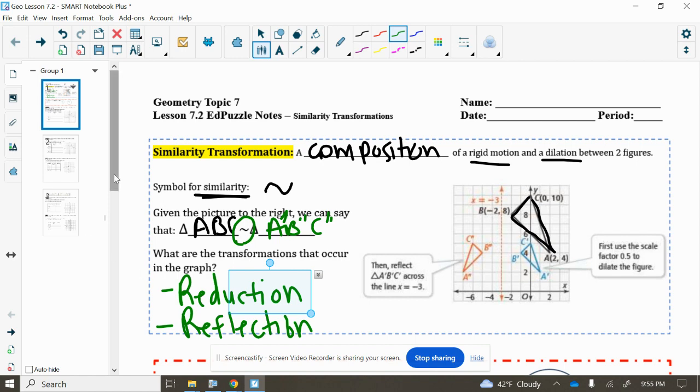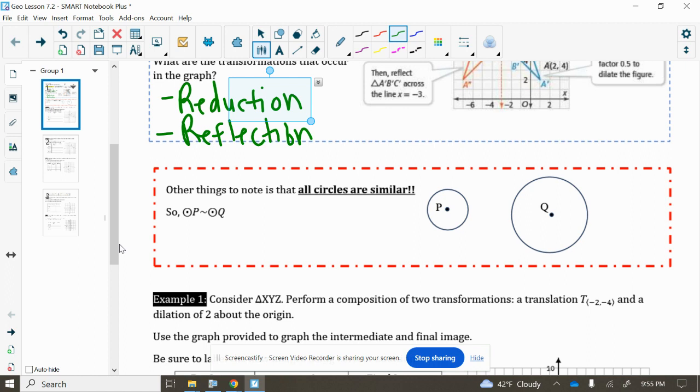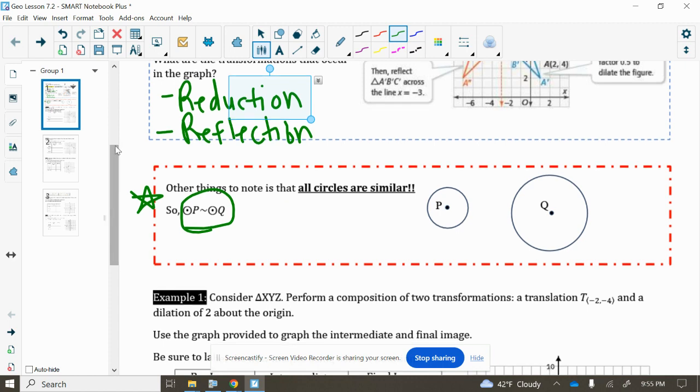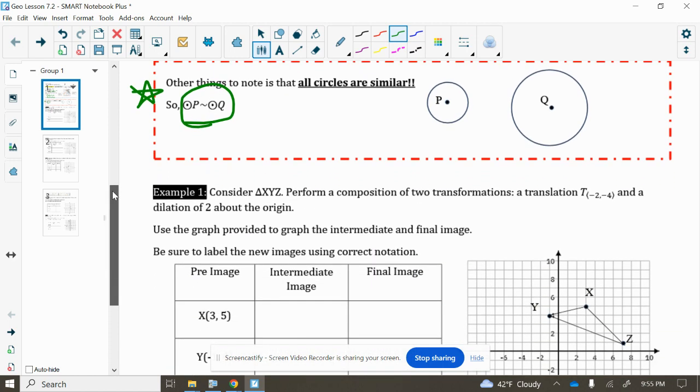Down here then, we also have a fact that we are going to want to know, and it's the idea that all of our circles are going to be similar to each other. So in our example here, circle P and circle Q are going to be similar to each other because we can transform those radii by a dilation to be the same size and then translate so that the centers are on top of each other to prove they are similar indeed.